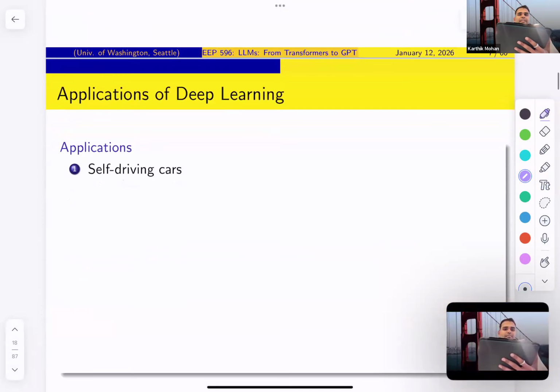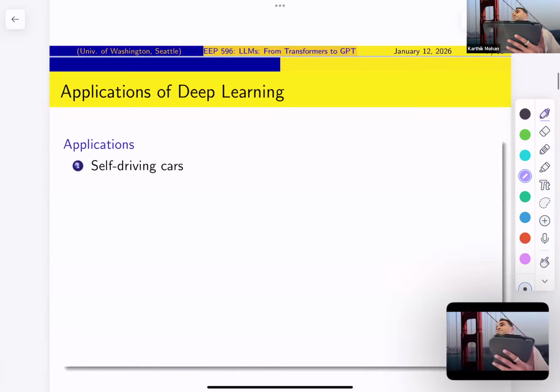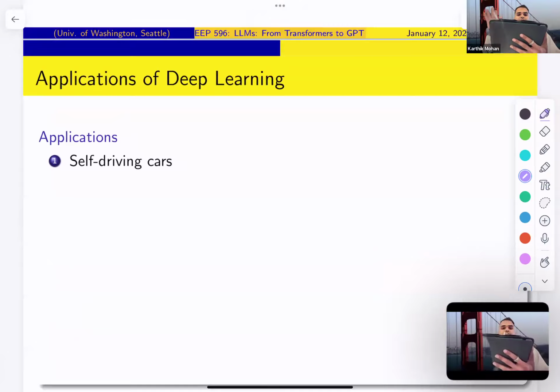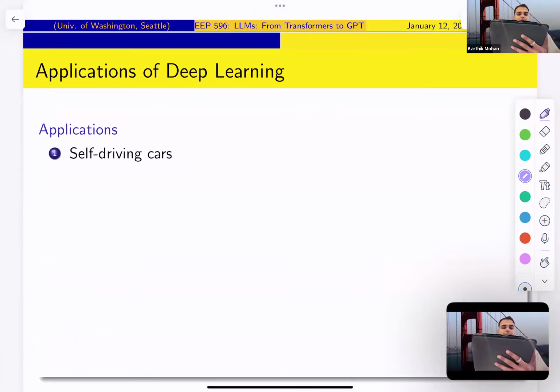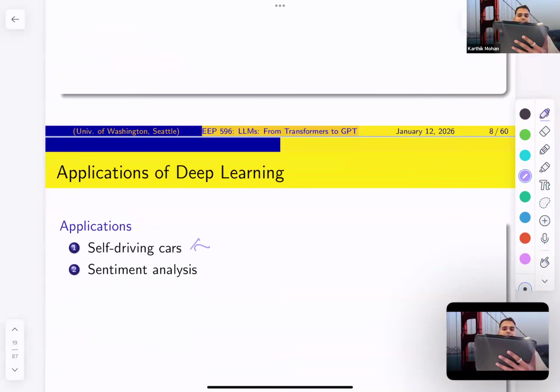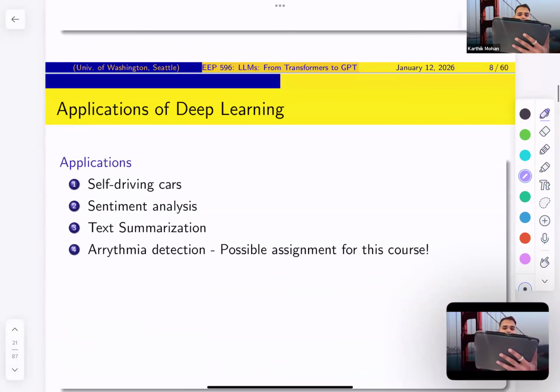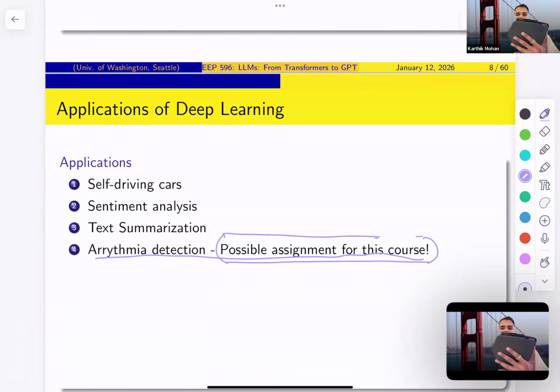And traditionally, deep learning has been used for a wide variety of applications, both in language, in vision, in anomaly detection, and many other places, for monetization, marketing. There are many different places you can use it. So self-driving cars, that's computer vision, sentiment analysis, text summarization, arrhythmia detection, so anomaly detection. We used to have this as an assignment for a course, but probably not this one.